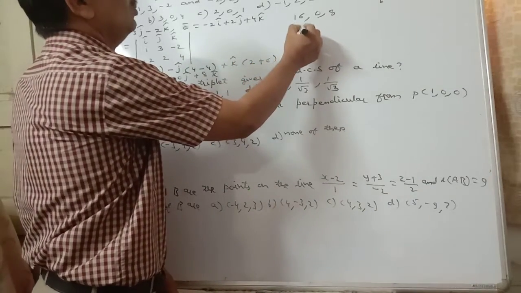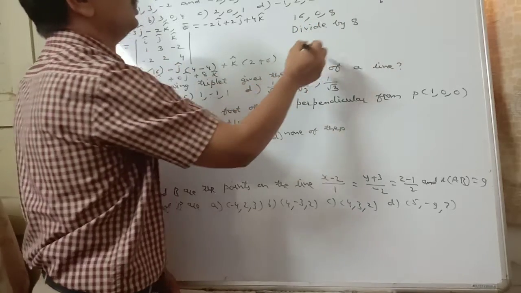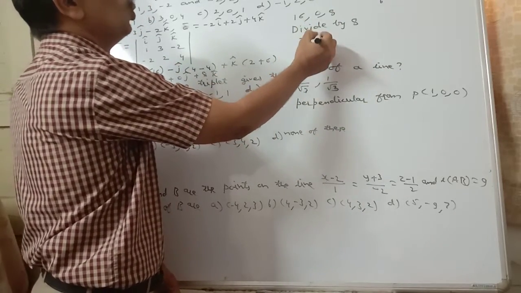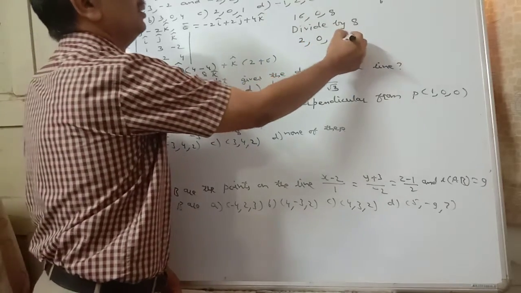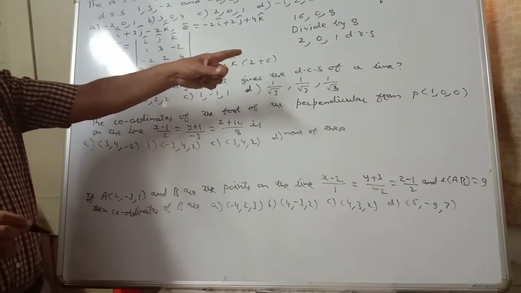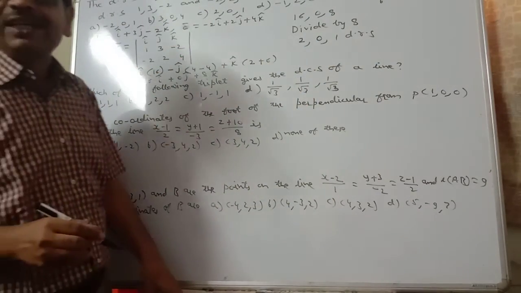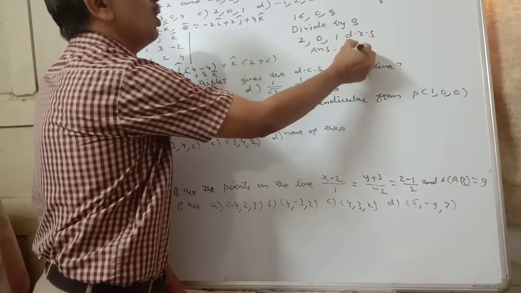Here we can divide by 8. 16 by 8, 2. 0 by 8, 0. 8 by 8, 1. And we can observe that these numbers, they are present in option C. So here answer is option C.